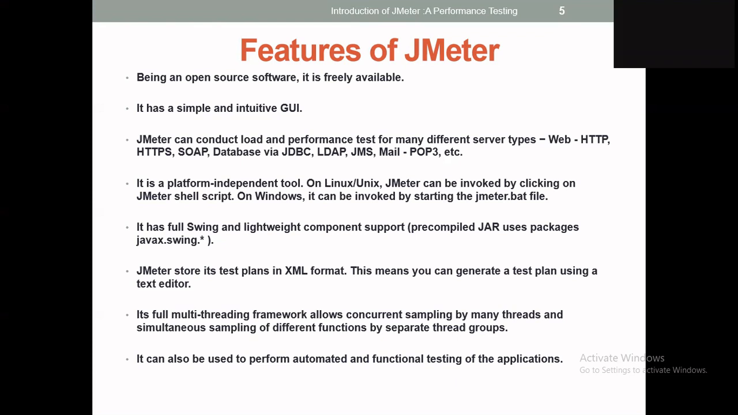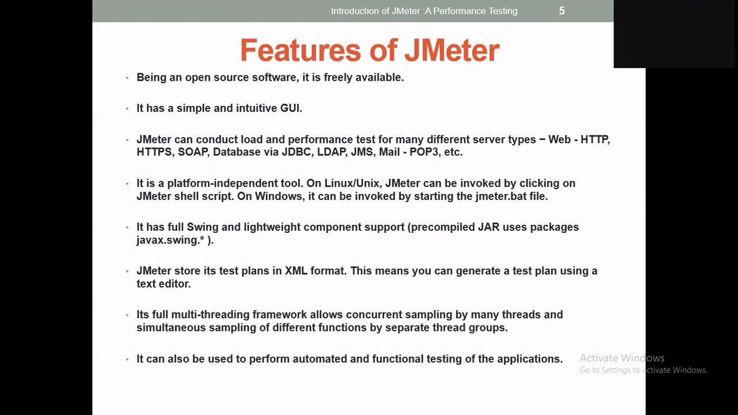It is a platform independent tool. Means you can install it on any operating system. You will find different setups of JMeter on the Apache JMeter site, depending on the operating system present in your computer system. On Linux or Unix, JMeter can be invoked by clicking on the JMeter shell script, whereas in Windows, it can be invoked by starting the JMeter batch file.